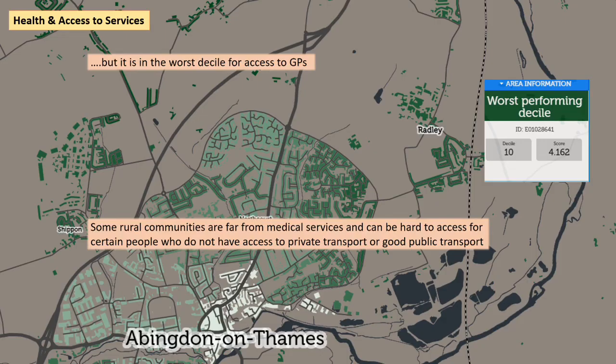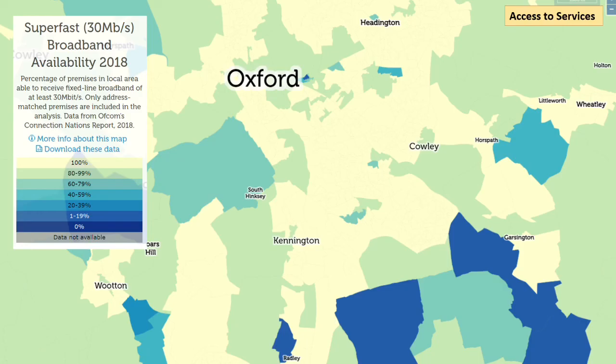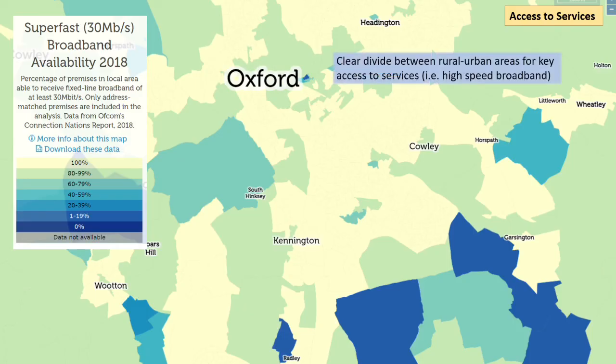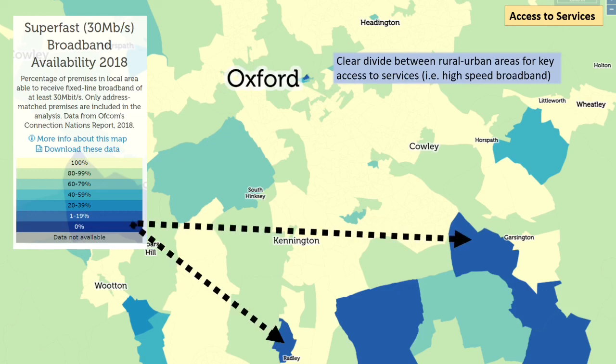This also applies to other factors. So broadband's a really good example. We can see that there's a rural-urban divide in terms of something like high-speed broadband. And I can see that Oxford is this yellow area. So the whole of Oxford has high broadband, 30 megabits a second, where some of these rural areas, including Radley, have 0%. So again, we can see inequalities between rural and urban areas in terms of access to services, even in an HIC country such as the UK.